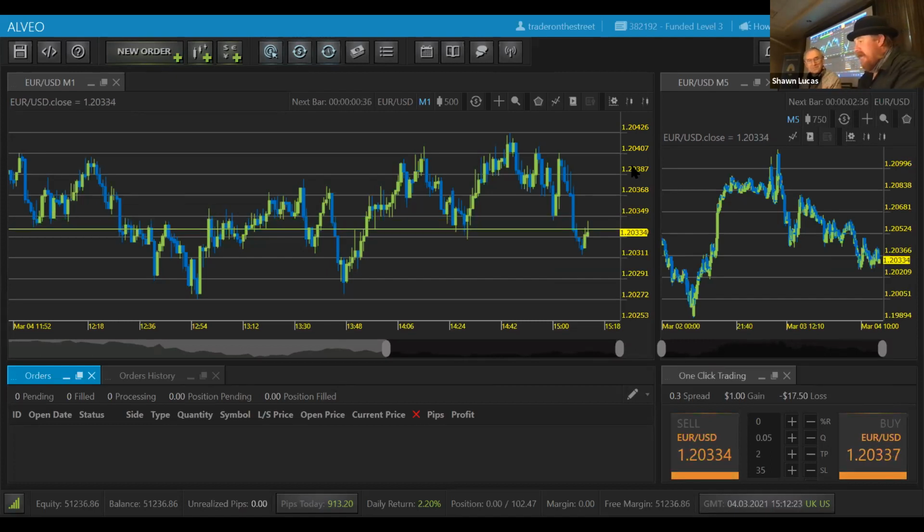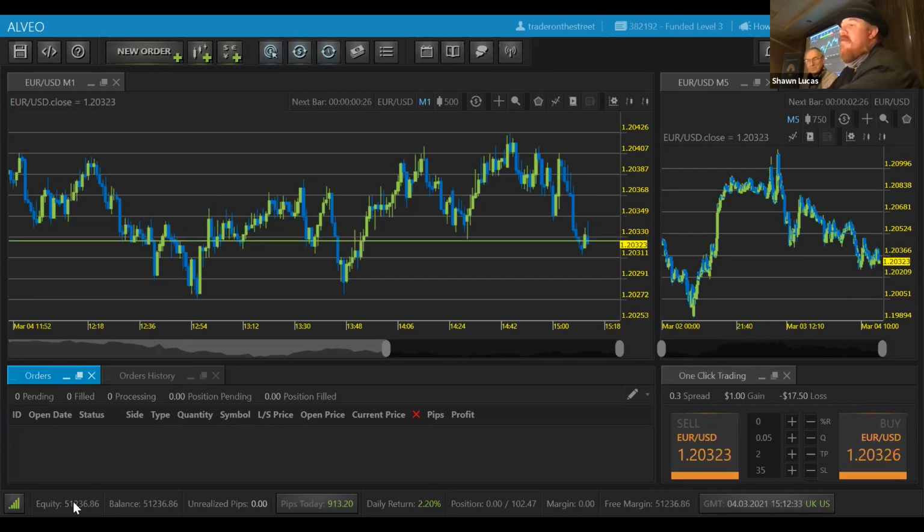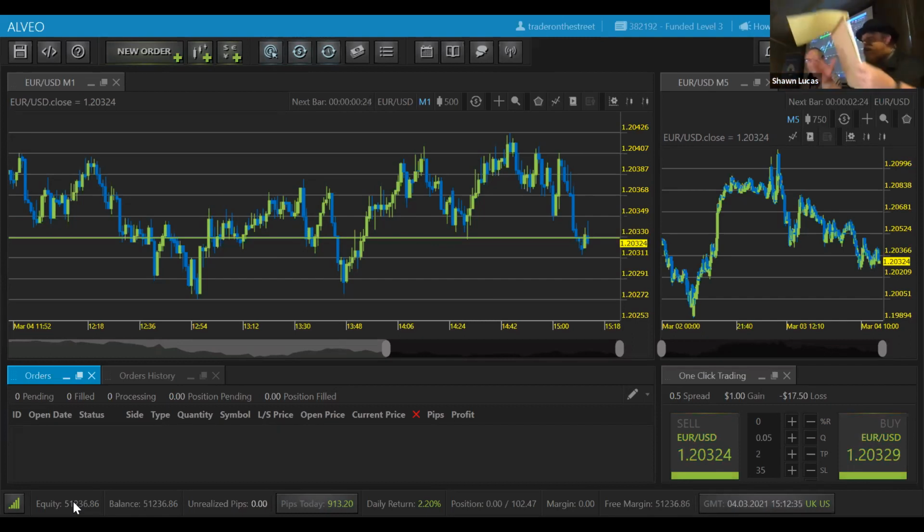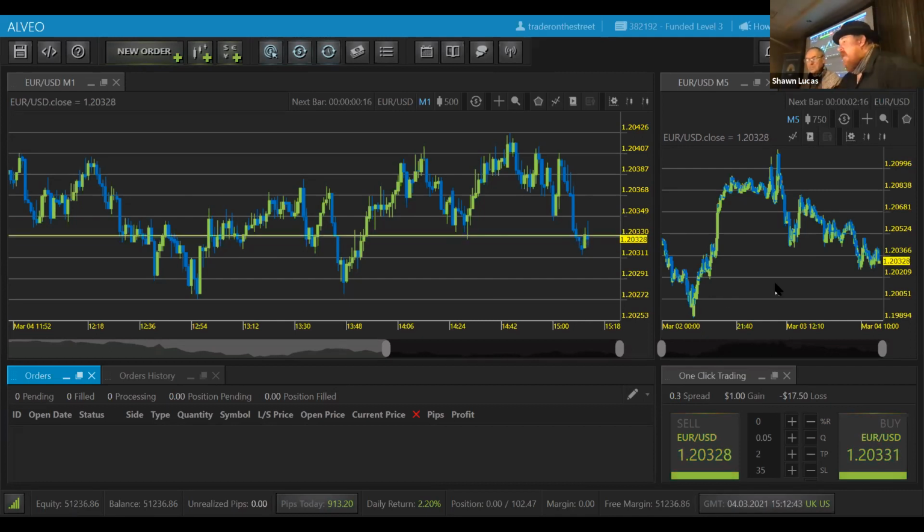Wonderful. And down here in the bottom left-hand corner, we're starting at 51,236. So I did the math before. That puts our target at about 51,409. So that's our target, 51,409.